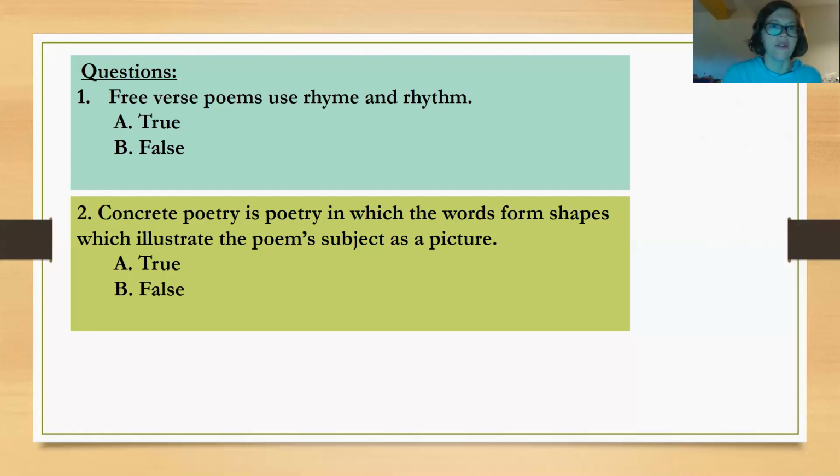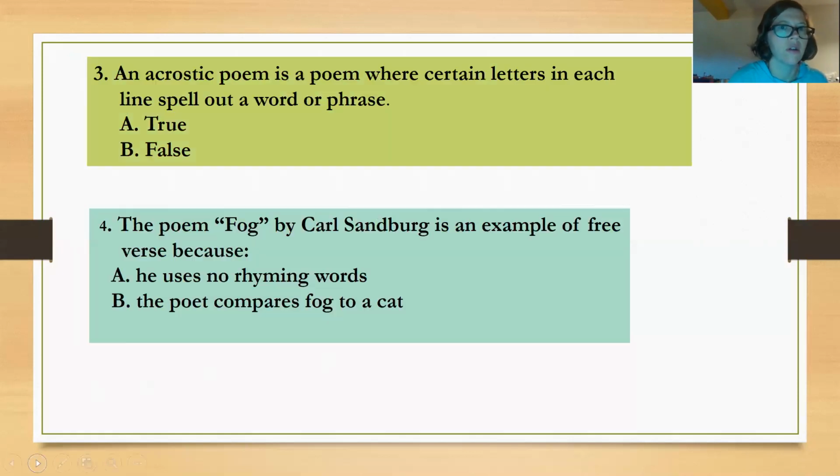All right, so question 1, free verse poems use rhyme and rhythm. A is true, B is false. Question 2, concrete poetry is poetry in which the words form shapes which illustrate the poem's subject as a picture. A is true, B is false. Question 3, an acrostic poem is a poem where certain letters in each line spell out a word or phrase. A is true, B is false. And then question number 4, the poem Fog by Carl Sandburg is an example of free verse because A, he uses no rhyming words, or B, the poet compares fog to a cat.